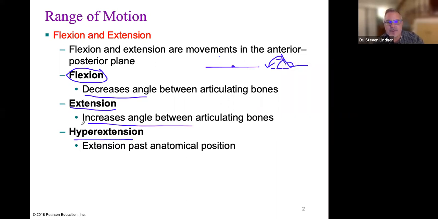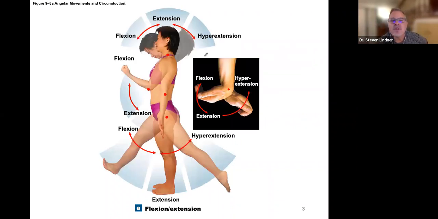Hyperextension, hyper, is if you go beyond that, if you extend past anatomical position, if you hyperextend the elbow, okay? So let's look at flexion and extension in relationship to the head, neck, and trunk and the extremities. Let's say we start right here in neutral position with the head and we bend it forward, that's flexion. Once we go from flexion back to neutral, we are extending the head. And if you go beyond that position of neutral, now you're hyperextending it. You're going past anatomical position.